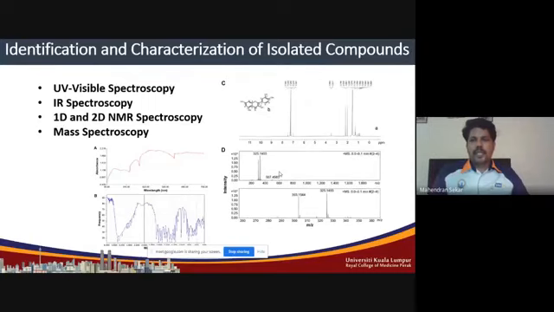So with UV, we cannot predict even the functional group which is present in the isolated compounds. So next we go for IR spectroscopy. IR spectroscopy, as we know, is mainly used to determine the functional group which is present in the isolated compounds. And the next one is 1D and 2D NMR spectroscopy.